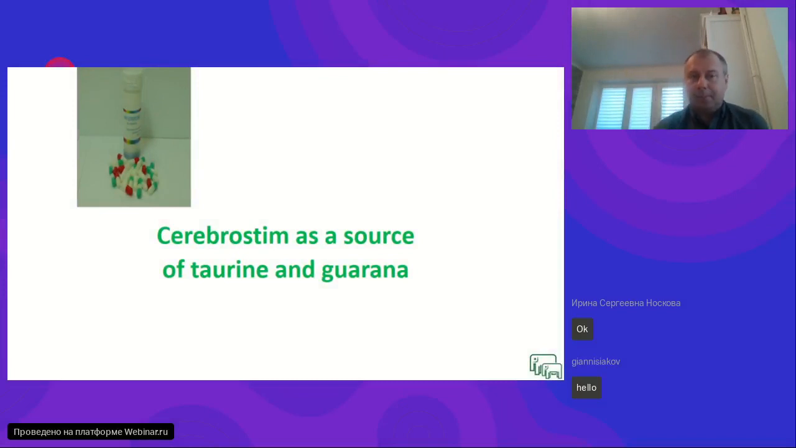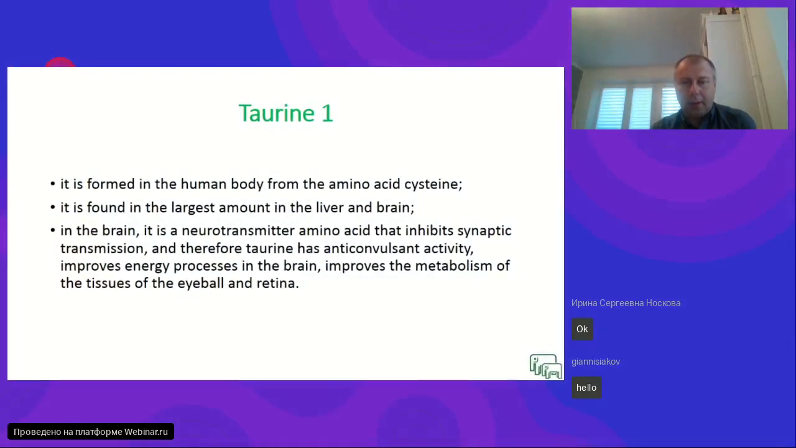And of course, such a diet is of great importance, but nevertheless, sometimes we recommend to fortify this diet with some drugs. For example, we used such a supplement as cerebrastin as a source of taurine and guarana.